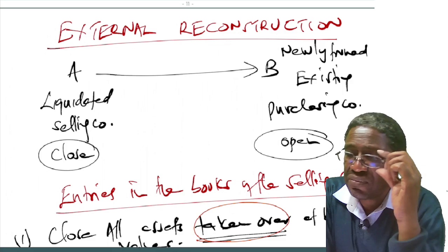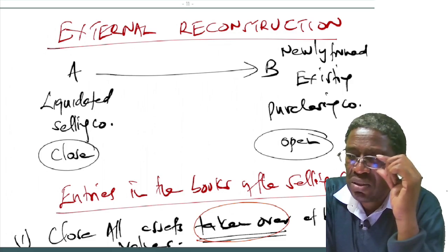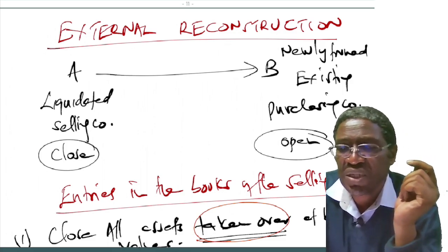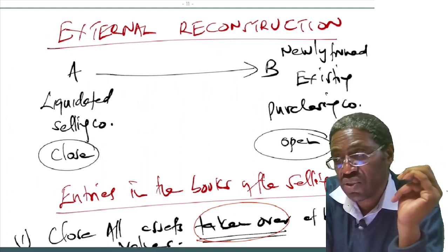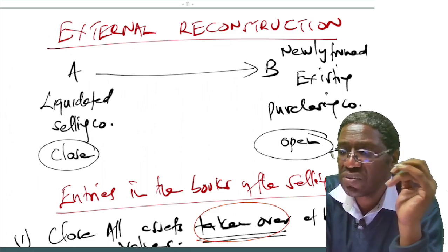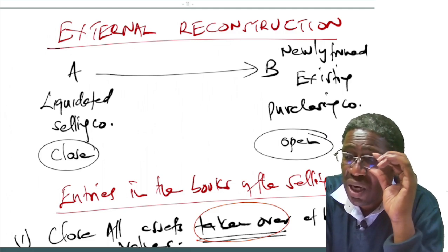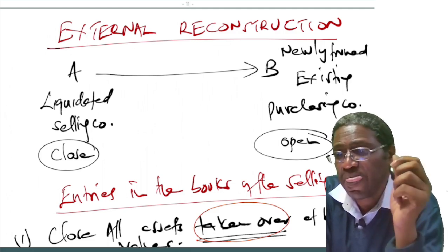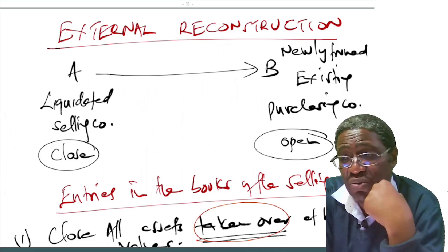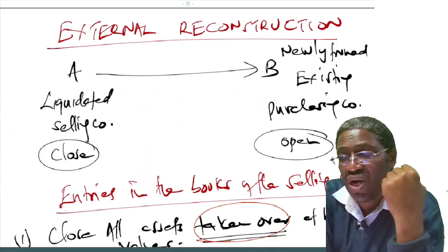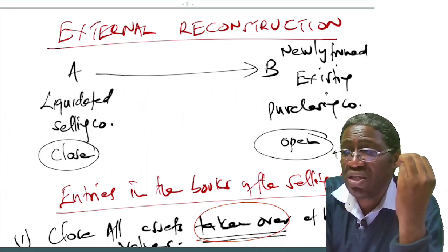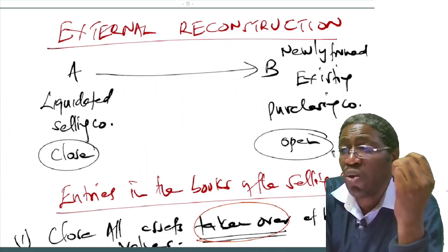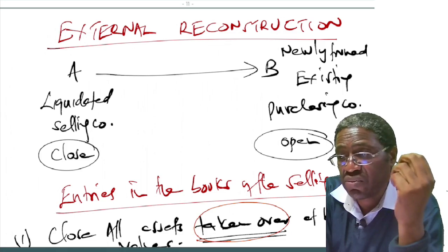Another paragraph. The selling company will be required to close their books, while the purchasing company will be required to open their books.